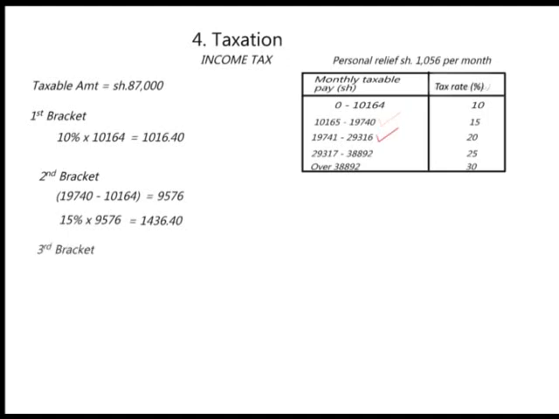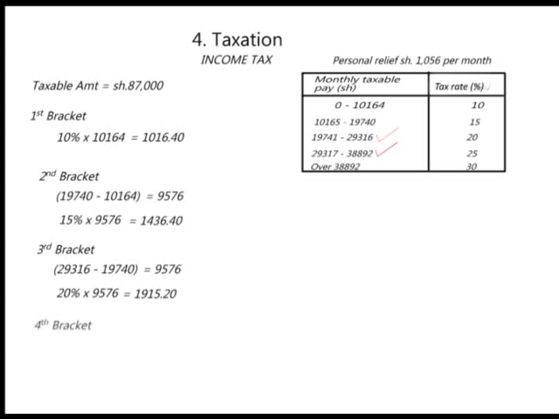Then we move to the third bracket. We tax all amounts from 19,741 to 29,316. We subtract the amount from the previous bracket. 29,316 minus 19,740 will give us 9,576. This we tax 20%. 20% of 9,576 is equal to 1,915 and 20 cents.